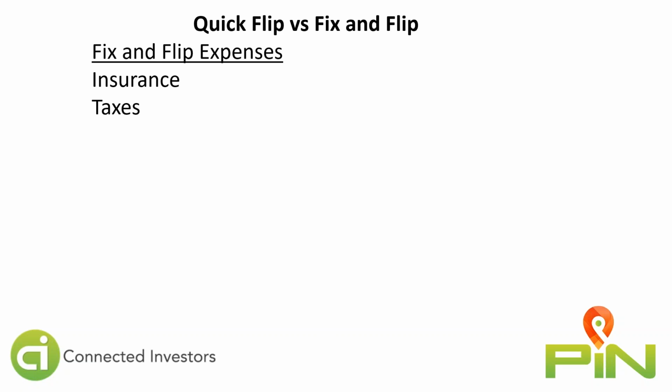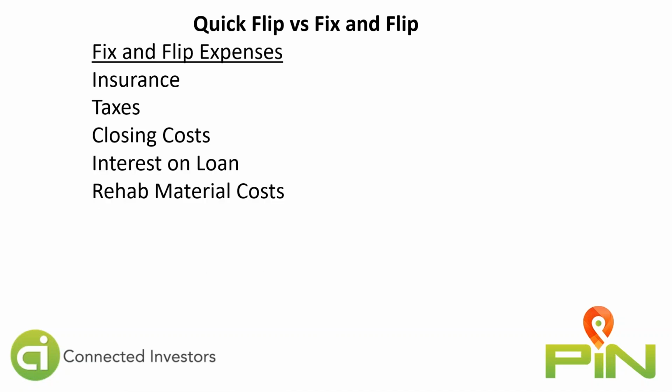Taxes, obviously you got to pay taxes. You got to pay closing costs. You got to pay interest on a loan, because as a fix and flip, unless you have cash, you got to borrow that money, right? OPM, other people's money, right? And so you have to pay interest on that.